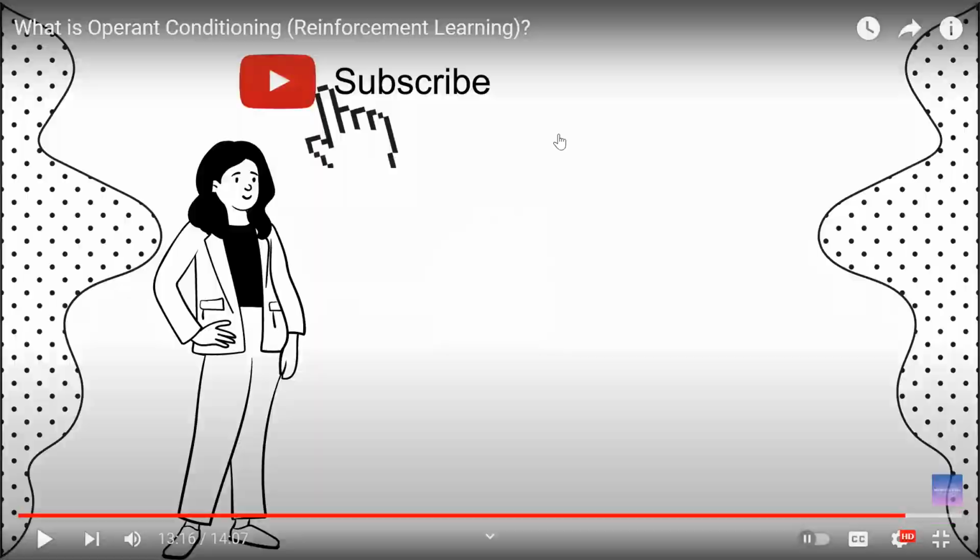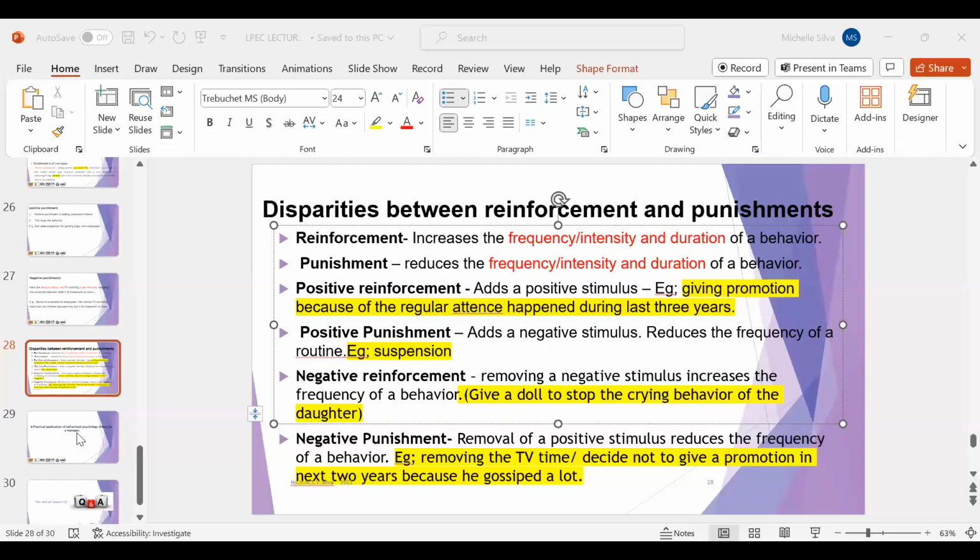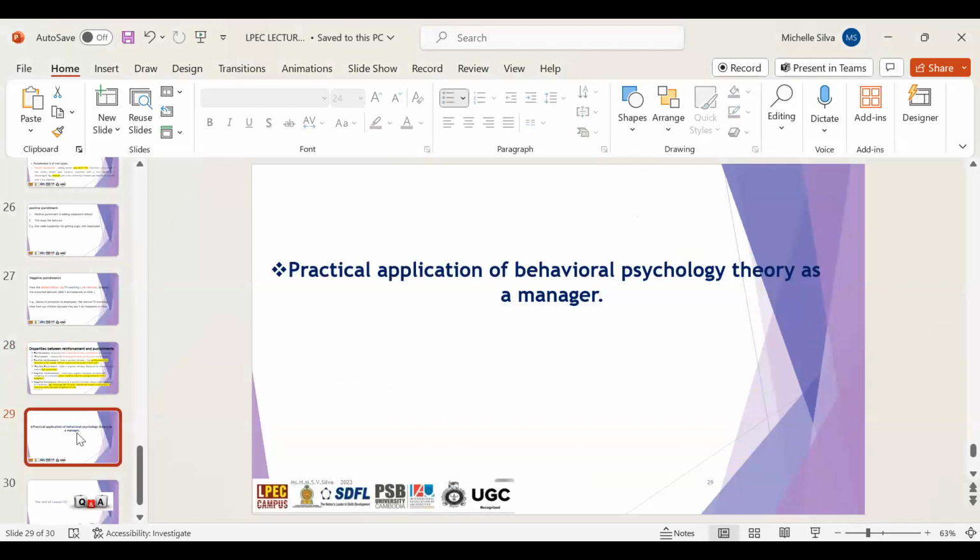Okay. So that's all about what we have discussed. So we came to the end of the second lesson. So, the practical application of a behavioral psychology theory as a manager. These are the things we have discussed at the end.